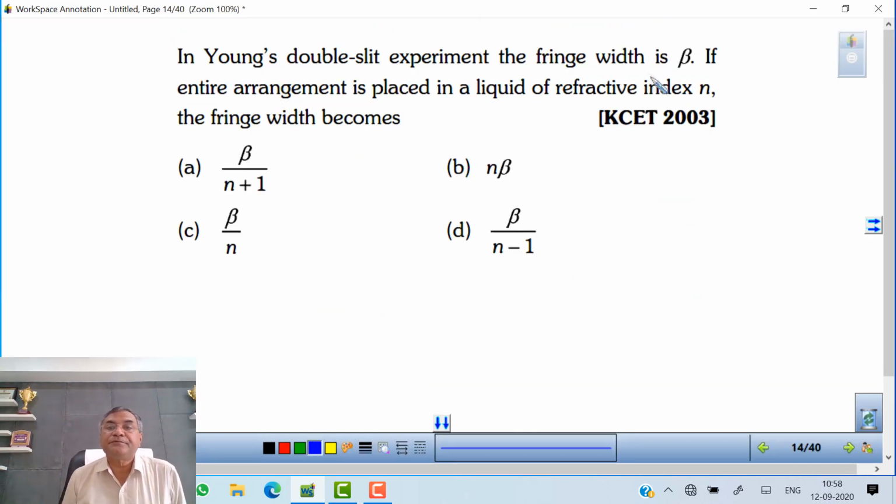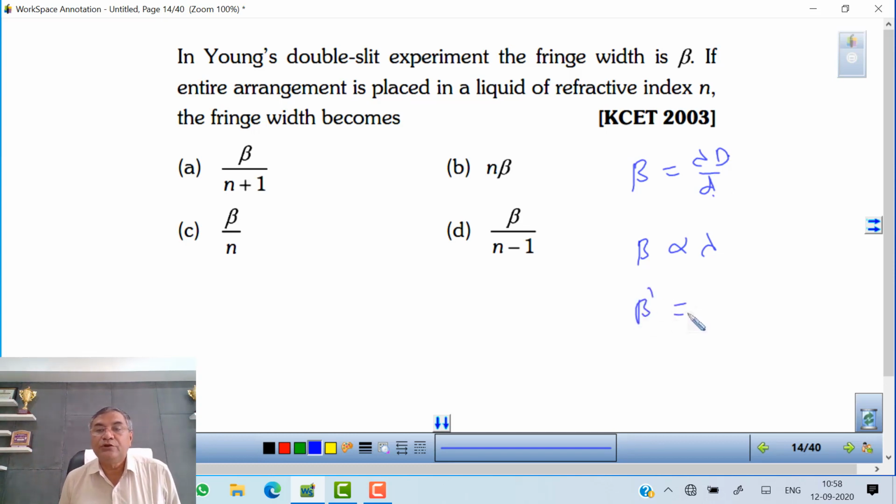In Young's double slit experiment, the fringe width is beta. If the entire apparatus is placed in a liquid of refractive index mu, then the fringe width will be very simple. So we know that beta is equal to lambda D upon d. It means that beta is proportional to lambda, because capital D and small d both are constant. So beta prime is equal to lambda prime upon lambda into beta, and this is nothing but beta upon mu. So this is the answer. Always the width will decrease.